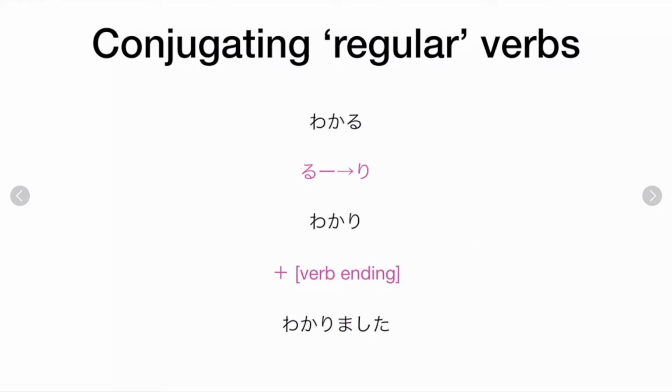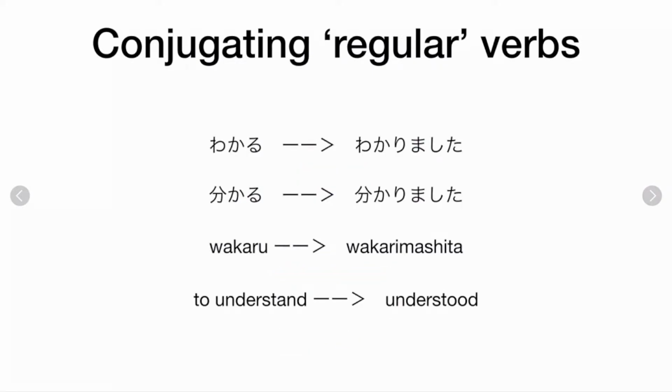So let's take a regular verb. Let's take wakaru, which means to understand. And let's change it to past tense to mean I understood. Right? So first, you change the ru, u sound, to its corresponding e sound. So ru becomes ri. So you form this verb stem, wakari, and then you add your verb ending. This time we're adding the past tense. So it's mashita. So wakarimashita. Right? I understood. Wakarimashita. All right?